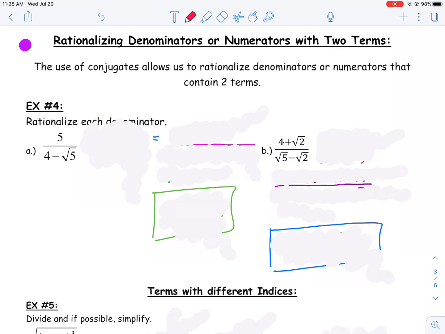All right, here's our third video in section 10.5. In this video, we're going to be rationalizing some denominators. Now, we've rationalized denominators before. Remember, rationalize the denominator means to get rid of the radical on the bottom.